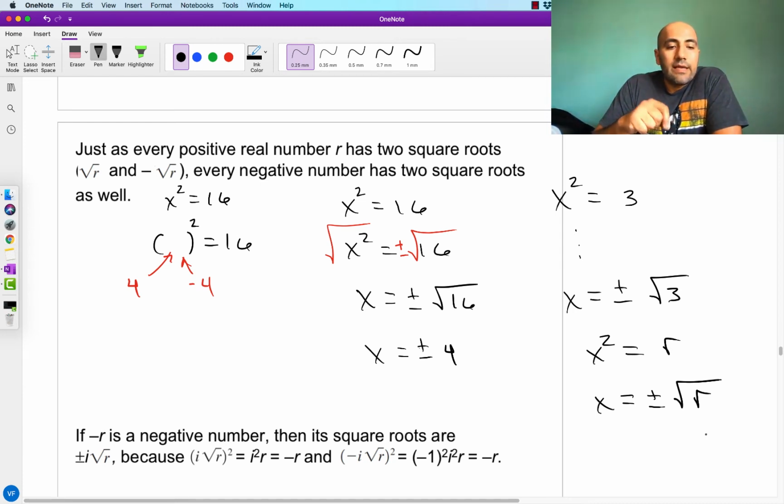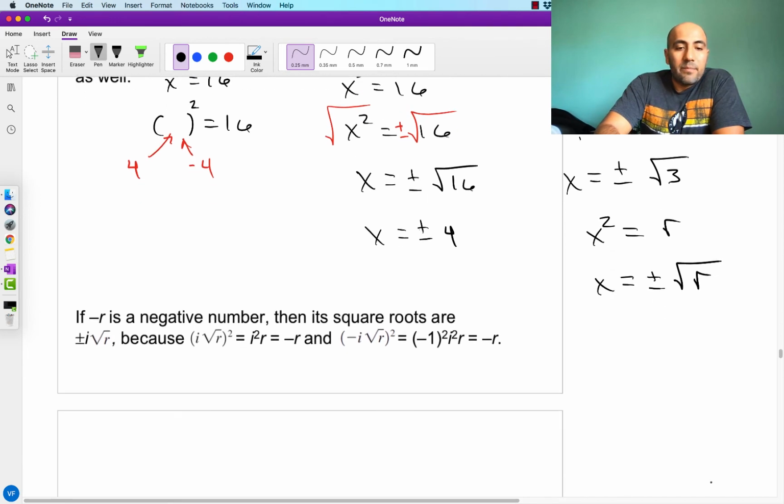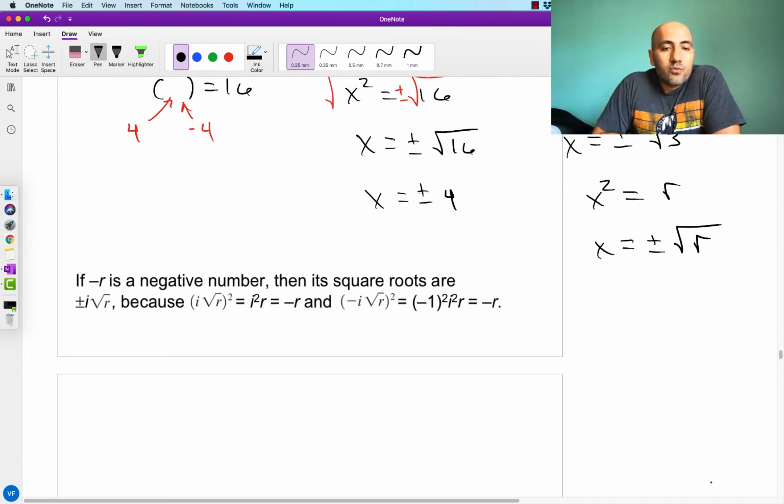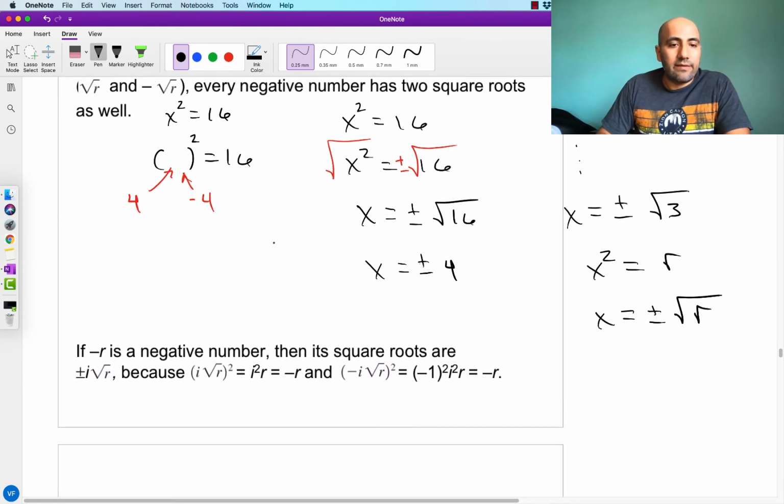If negative r is a non-negative number, then its square roots are plus or minus i root r, because i square root of r squared equals i squared times r, which equals negative r, and negative i square root of r squared equals negative 1 squared i squared r, which equals negative r. What in the world is all that saying? Well, just like up here, I just convinced you that you can put in a 4 or you can put in a negative 4, and then the answer works. We can do the same thing here.